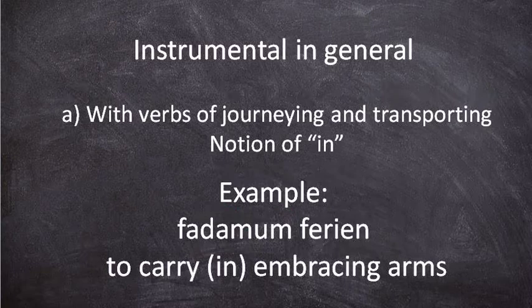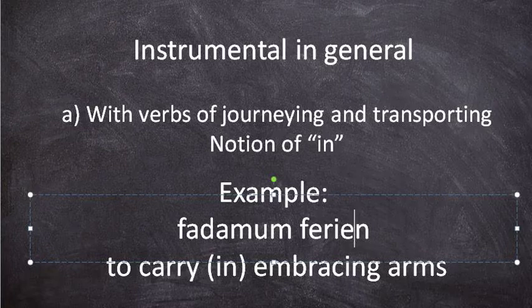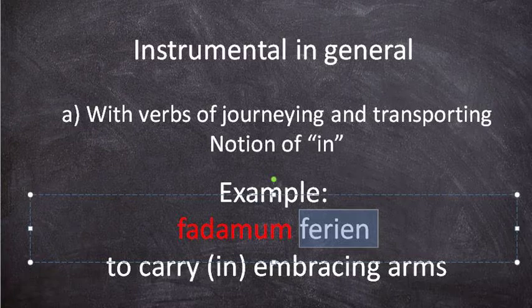Here is our second example of fadamum ferien. So this is to ferry, to carry, in embracing arms. And this is our word here for embracing arms. And again, this is our dative plural acting instrumentally. So, very straightforward. To carry in embracing arms. So, moving on.